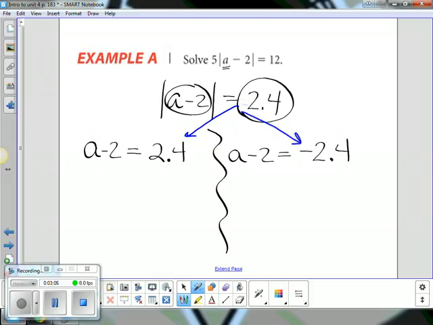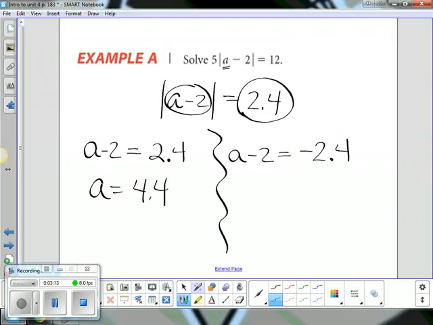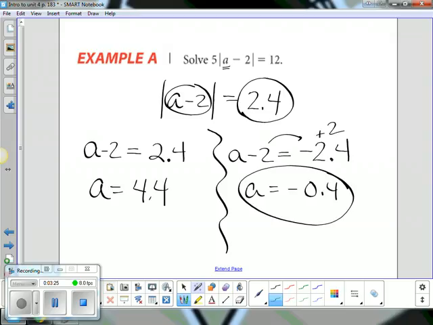So we're going to finish the problem on both sides of this little squiggly line by adding 2 to both sides, and by adding 2 to both sides again. And if you add 2 to negative 2.4, you get negative 0.4. These are the two solutions that work in the original problem.